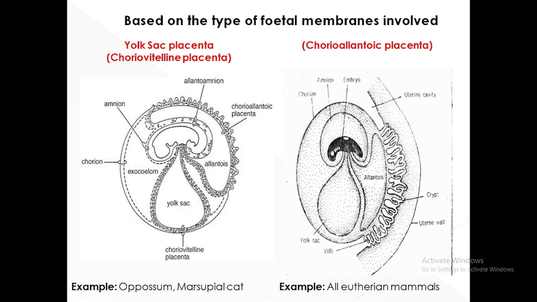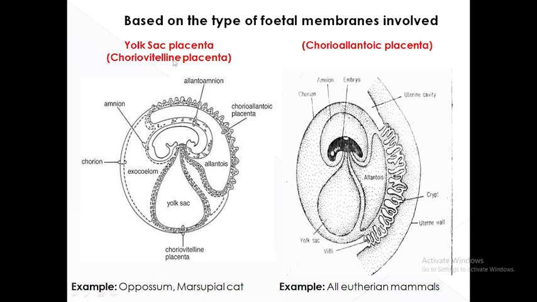The first type is the type depending upon the fetal membranes which are involved. There are two different types of placenta. One is the yolk sac placenta, the yolk sac also being called the vitelline, so it is also called a choriovitelline placenta.